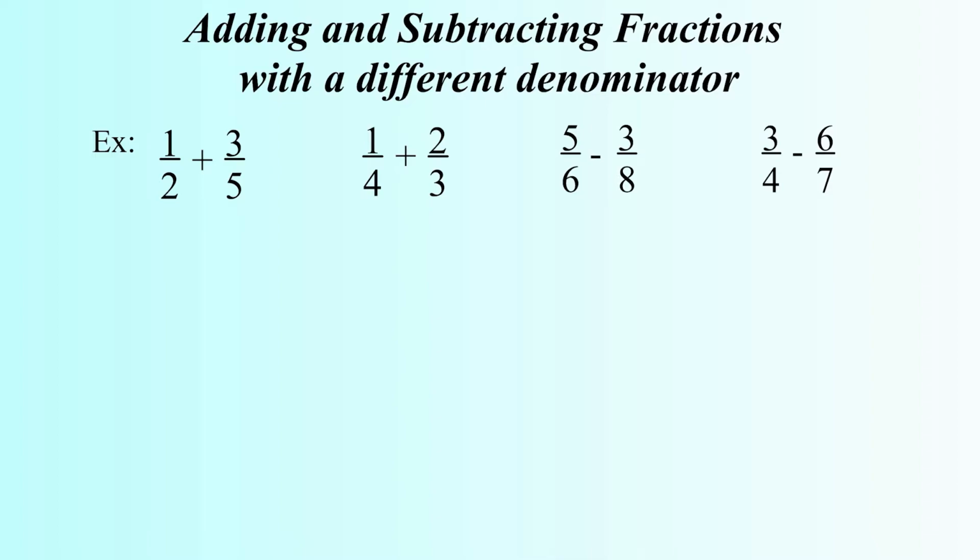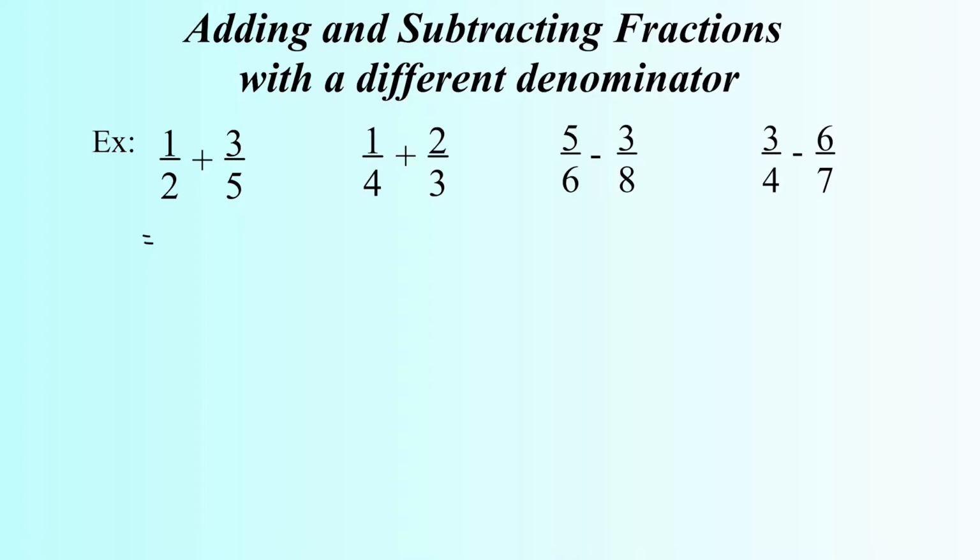Okay, so what happens then if you've not got a common denominator? Well, it's a little bit trickier, because then each of the parts you're talking about are different sizes. So for instance, for the first example here, we've got a half plus 3/5. If you want to visualize this, you've got something split into halves, or 2 parts, and another thing split into 5 parts.